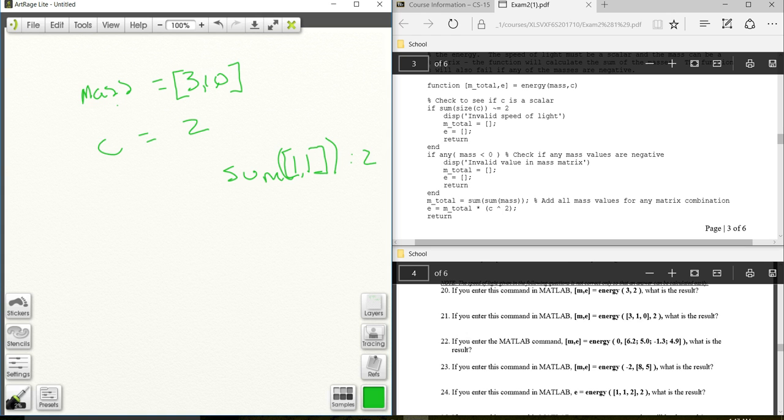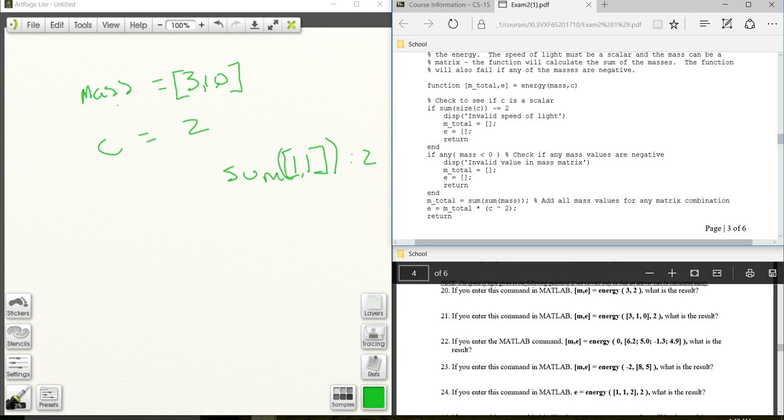If any mass is less than 0. Is mass less than 0 here? No, mass is 0, but it's not less than 0. So we're good there. It bypasses this. That means M total is equal to the sum of the mass. So that's just 4. M underscore total is equal to 4. And E is equal to M total times C squared, and C is 2. And so it's going to be 4 and 16.